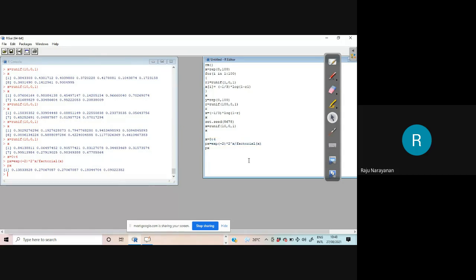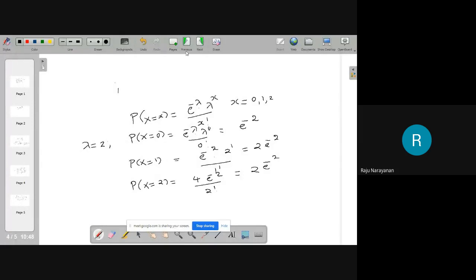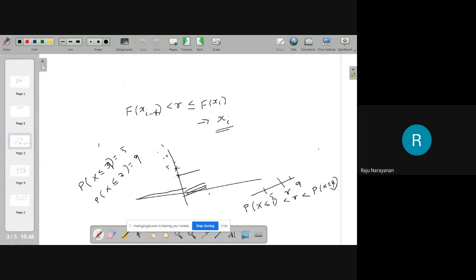Yeah, wonderful. Factorial is working. Therefore, these are the probabilities. Now, suppose the random number is something like this, then you need to find the cumulative probability, because capital F is cumulative probability.